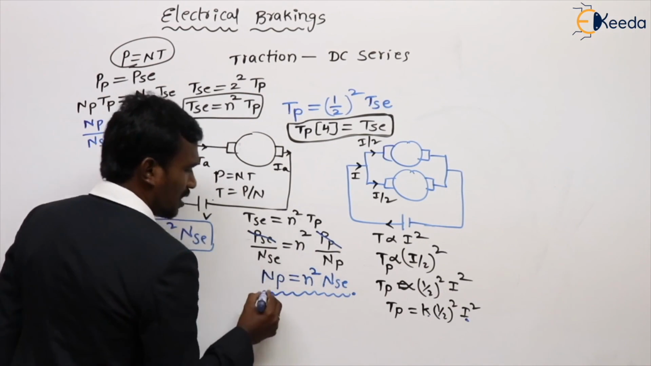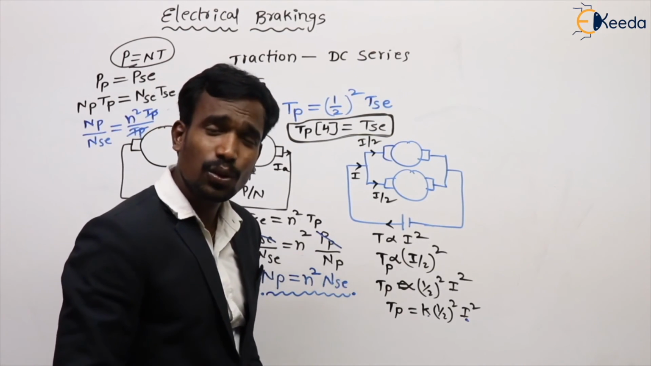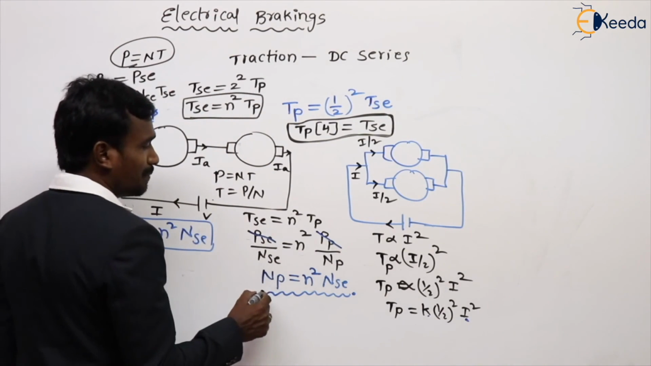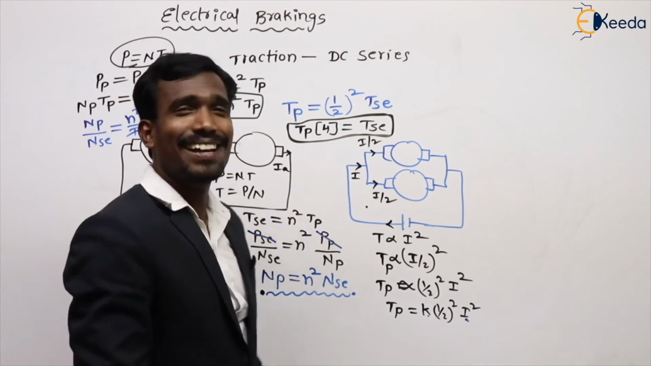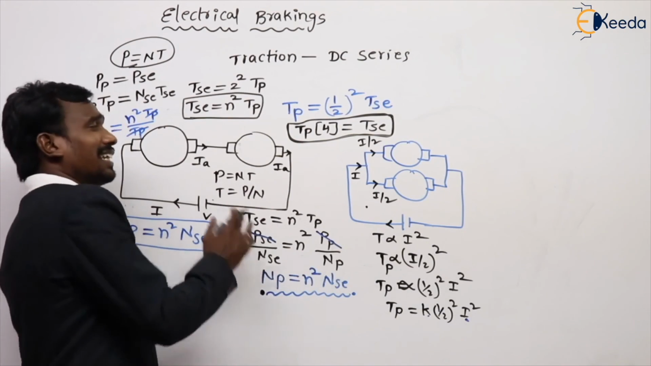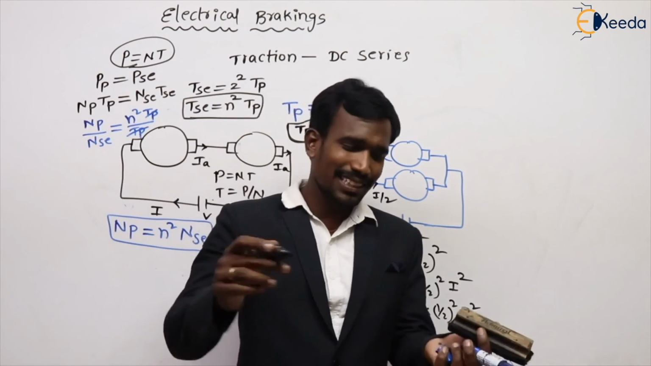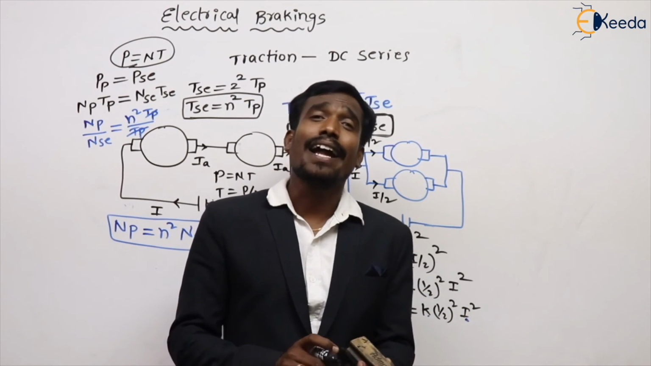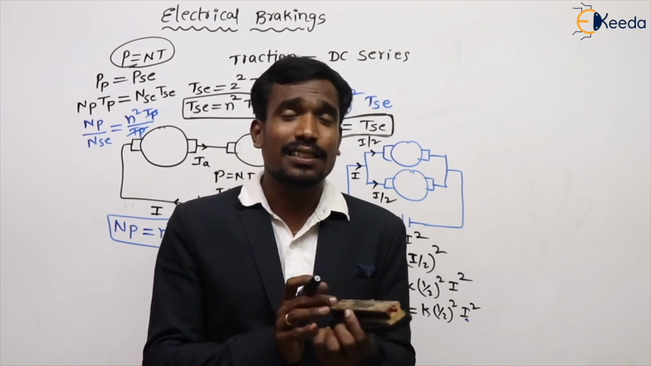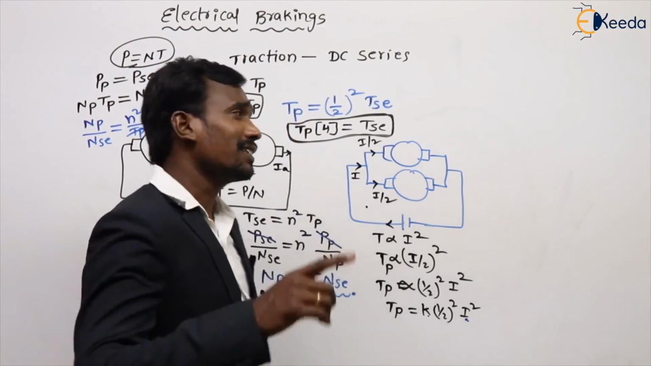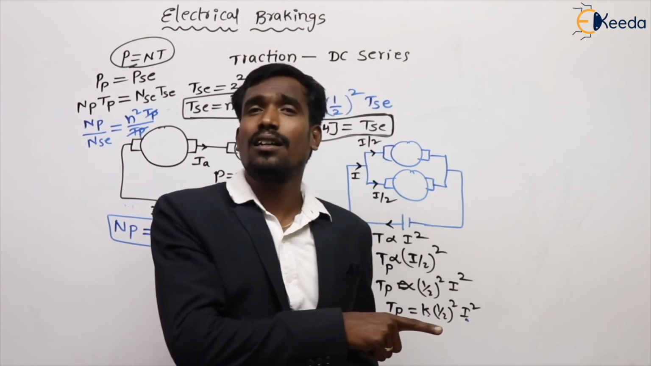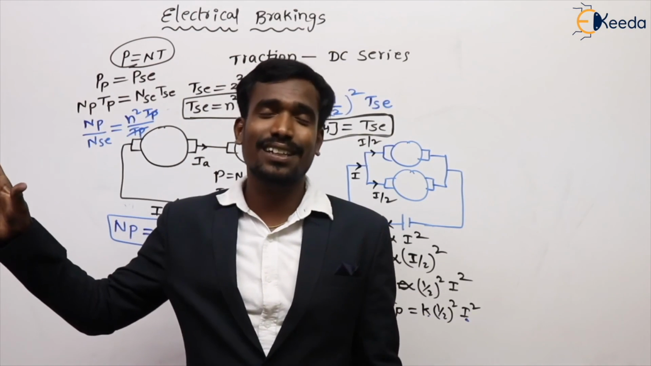This is our topic. So what did you observe here? The speed in parallel connection is 100 times the speed in series connection. Now tell me, which is preferable, series connection or parallel connection? Now you have an idea. At starting, the DC series motors should be connected in series for high starting torque, but at running condition, the DC series motors should be connected in parallel for high speed.